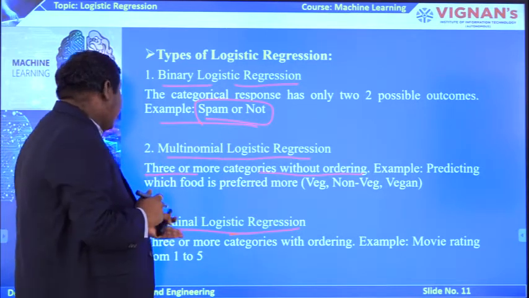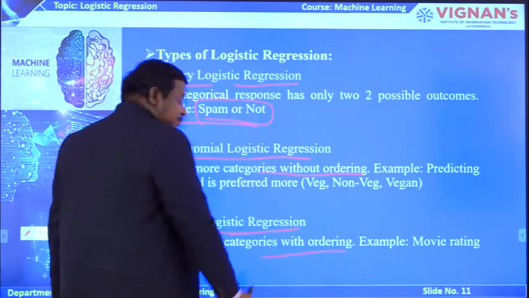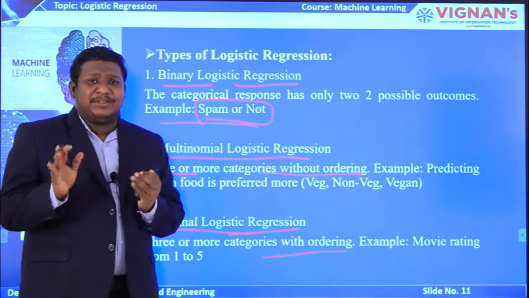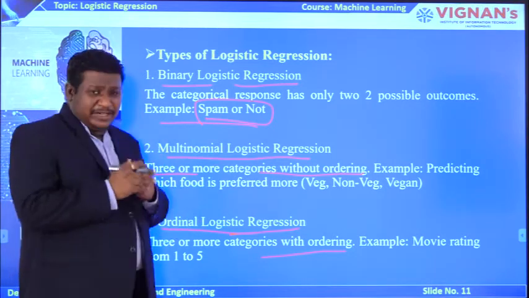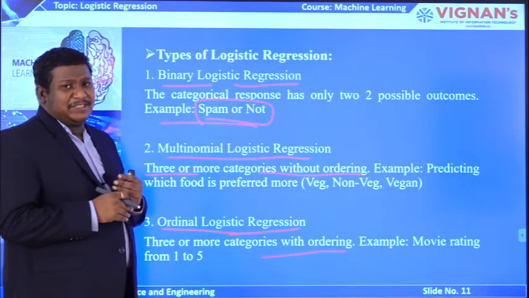Similarly, the third one is ordinal logistic regression: 3 or more categories with ordering. If 3 or more categories of data are there and all the data we have kept in the form of an ordering model, then we will take that as an ordinal logistic regression. Simply, the main difference here is that 3 types of logistic regressions are there.